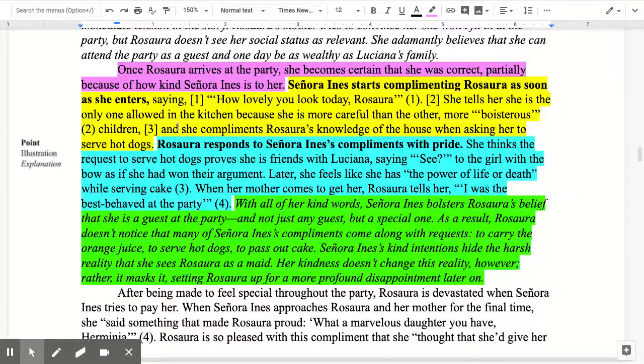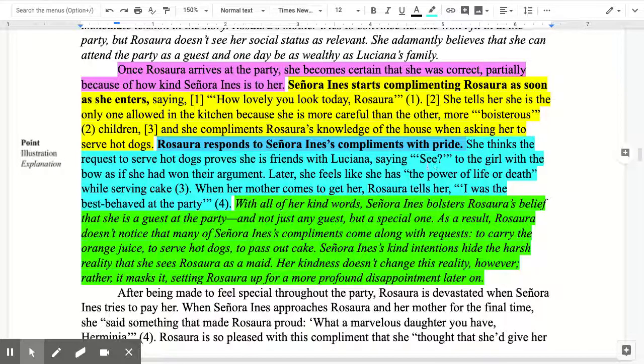Now, none of these required extra explanation, I didn't think, because they are all pretty straightforward examples of Senora Ines being nice. All right, then I have my next point in bold here. Rosara responds to Senora Ines's compliments with pride. And you'll see that this is also a transition because I'm mentioning the compliments that we've just discussed, and now I'm going into how Rosara responds to them.